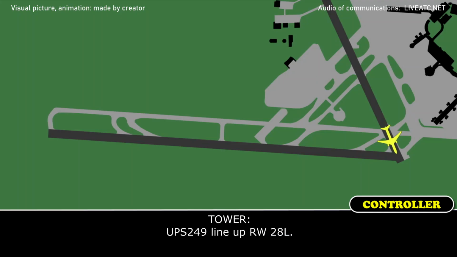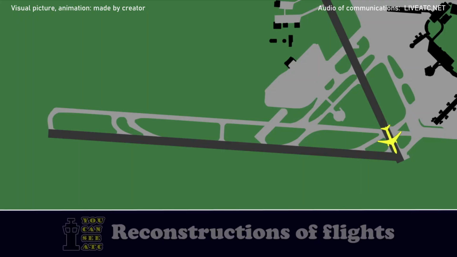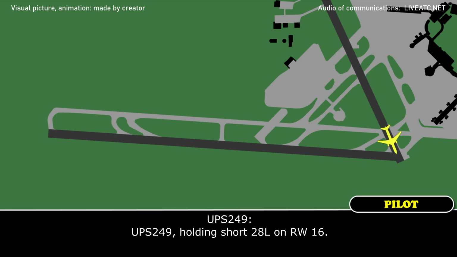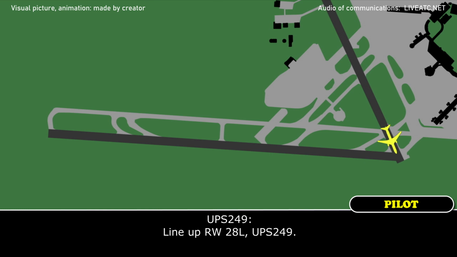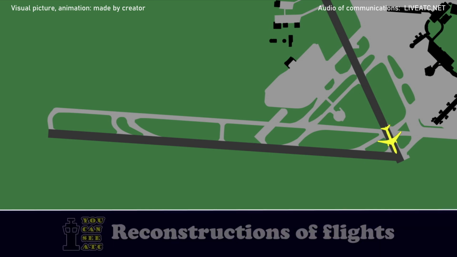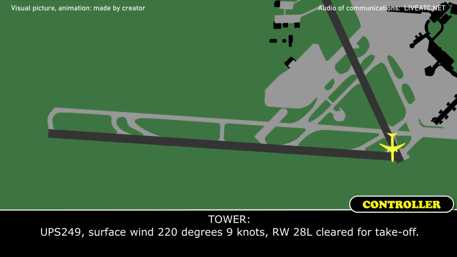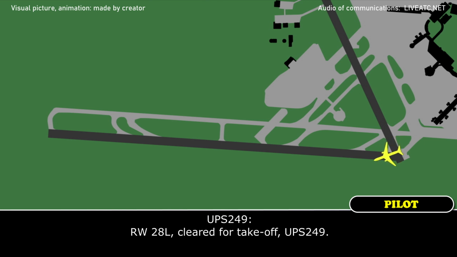UPS 249, line up runway 28 left. UPS 249, holding short 28 left on runway 16. UPS 249, thank you, line up runway 28 left. Line up, runway 28 left, UPS 249. UPS 249, surface wind 220 degrees, 9 knots, runway 28 left, clear for takeoff. Runway 28 left, clear for takeoff, UPS 249.